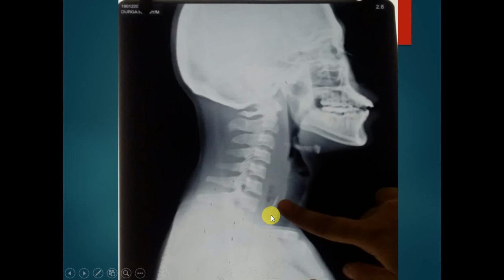We can count cervical vertebra from above or below. From above we can count as 1, 2, 3, 4, 5, 6 and 7, and this foreign body is present in front of C6 and C7 cervical vertebra. For treating this condition we need a rigid esophagoscope, and the procedure is known as rigid esophagoscopy.